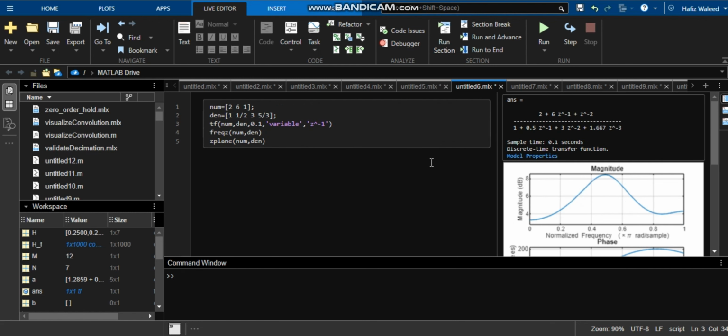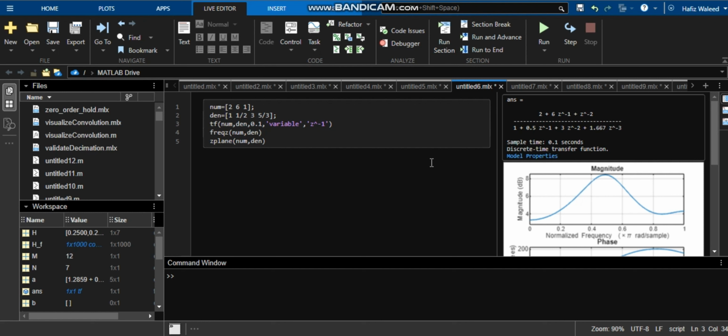In task 6, this defines a discrete time transfer function in the z domain. The numerator of the transfer function is represented by num, indicating a second order polynomial with coefficients 2, 6, and 1. The denominator represents a third order polynomial with coefficients 1, 1 by 2, 3, and 5 by 3. The code then creates a transfer function model specifying a sampling period of 0.1 second and utilizing z minus 1 to denote delays.